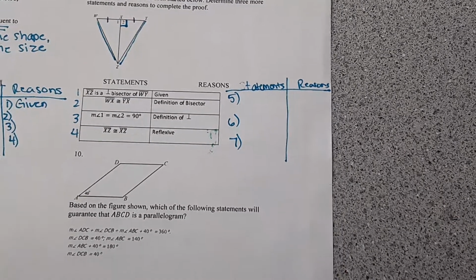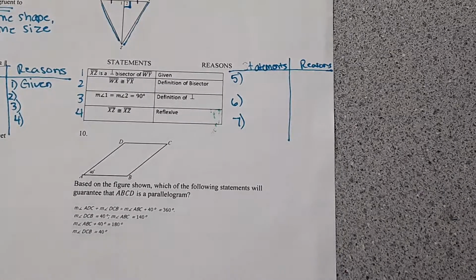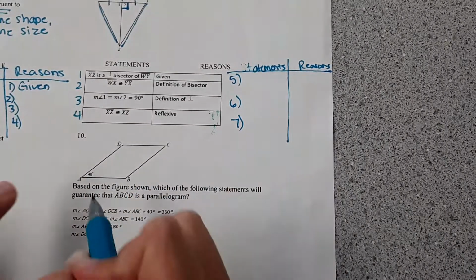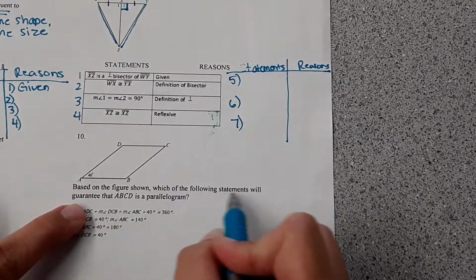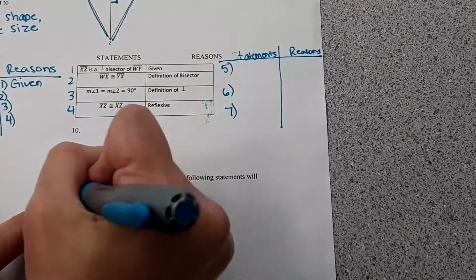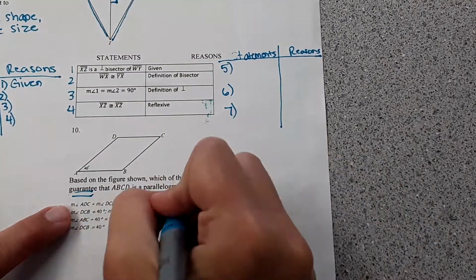And number 10. Number 10, it shows a quadrilateral. It says, based on the figure shown, which of the following statements will guarantee, that's important, guarantee that this is a parallelogram?